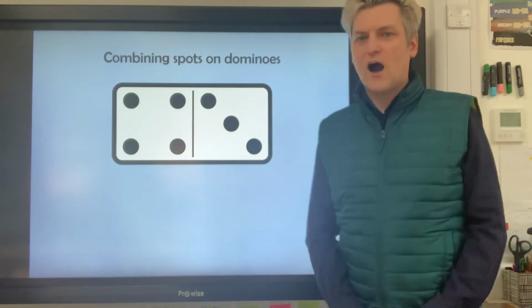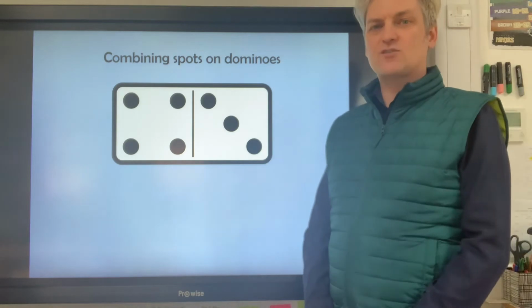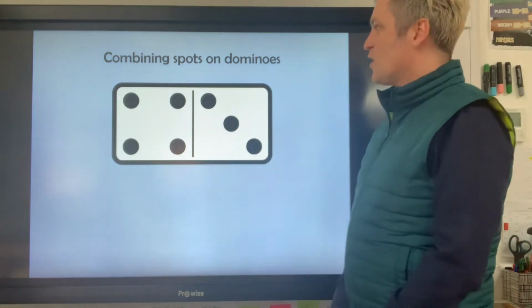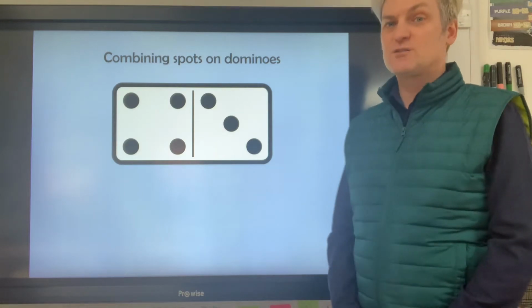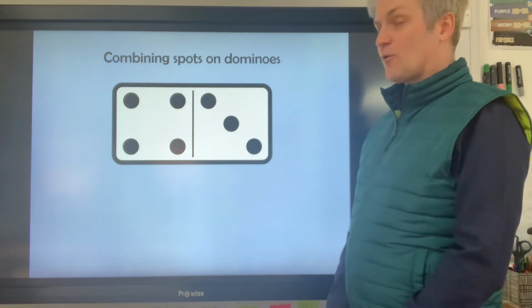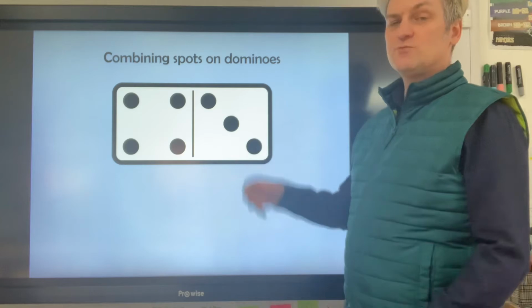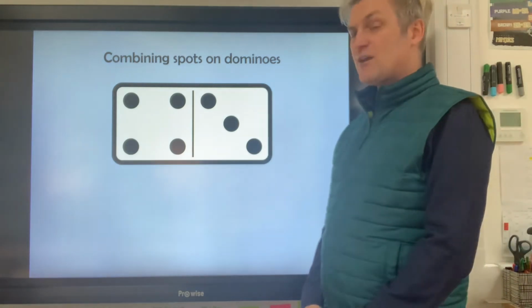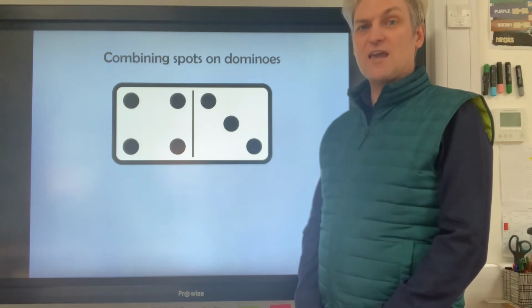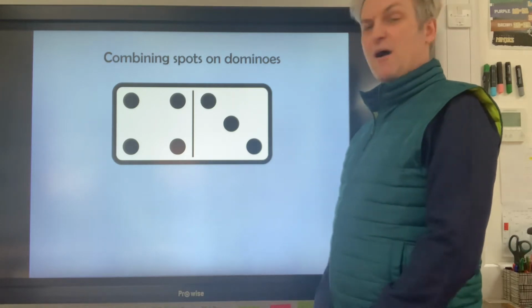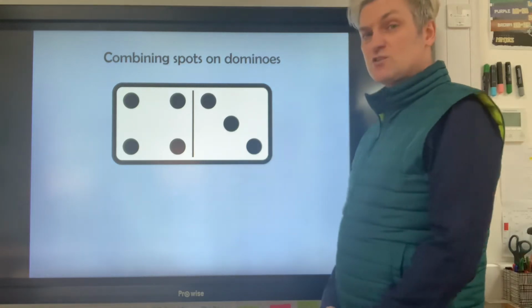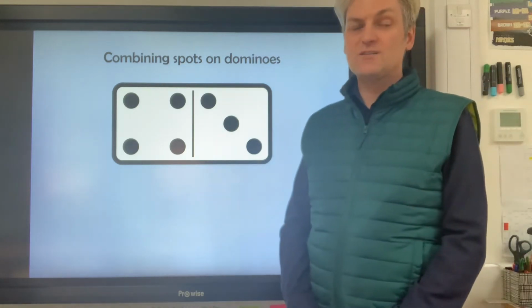Now, I want us to have a think about combining, joining 2 bits together. All right, we're going to combine the number of spots on a domino. And you might have some dominoes like this at home. You might even have some dominoes that have got pictures on. They might have some insects or some bugs. You might have something completely different. You might be able to print some off at home if you've got a printer.